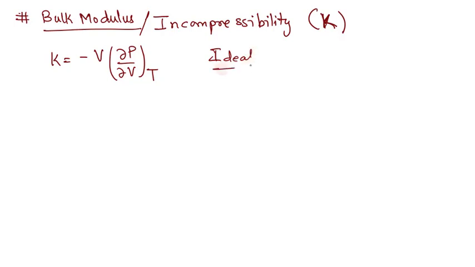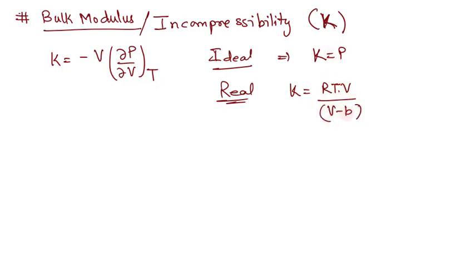Now you can calculate this quantity for an ideal gas. Just use the expression PV is equal to nRT, and K turns out to be P. For real gases, use the real gas equation, P plus a n square by V square multiplied by V minus nb is equal to nRT. When you differentiate it and do all the calculations, you will get this expression. This is your isothermal bulk modulus.